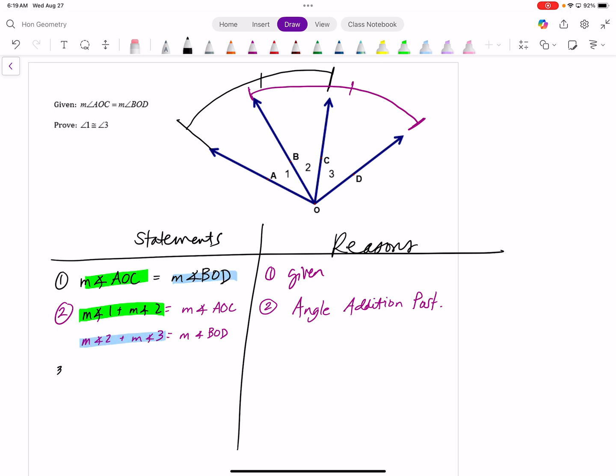So my next step is going to say the measure of angle 1 plus the measure of angle 2 is equal to the measure of angle 2 added to the measure of angle 3, because I just did a substitution. So I'm doing it every time. I want to put an I after that second T. I don't know why. All right, and then look at this. I've got this number on both sides. I'm going to subtract that off. That's going to leave me with the measure of angle 1 equals the measure of angle 3.